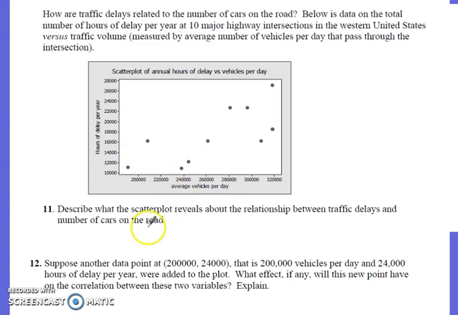I haven't written this out for you, but I will read to you what I wrote down. There appears to be a moderately strong positive linear relationship. So I talked about strength, form, and direction. Our form, or shape, is linear, our direction is positive, and our strength is moderately strong. So, a moderately strong, positive linear relationship between the number of vehicles per day and the hours of delay in traffic.